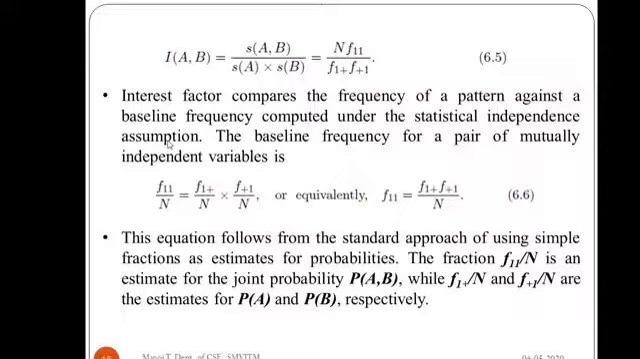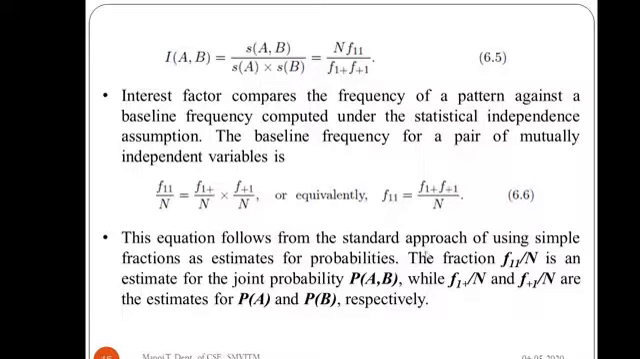So we are taking that statistical independence as a baseline frequency for the comparison for A and B occurring together. The baseline frequency for a pair of mutually independent variables is this one: f11 divided by n, if they are independently present, is equivalent to f1+ divided by n into f+1 divided by n. Already we have seen that 1+ means the row sum, +1 means the column sum.